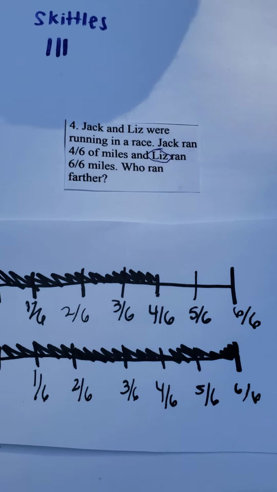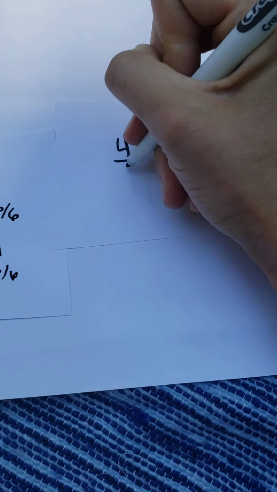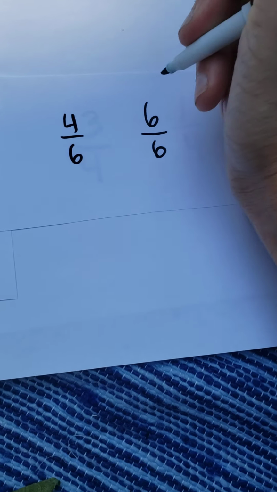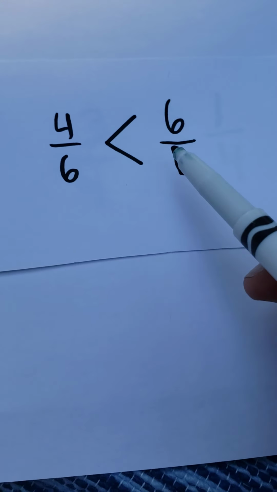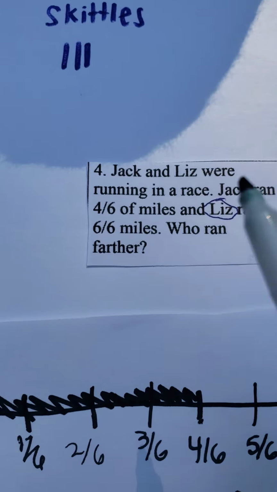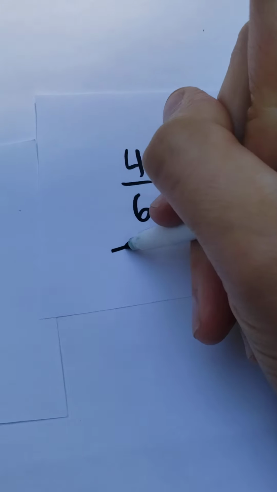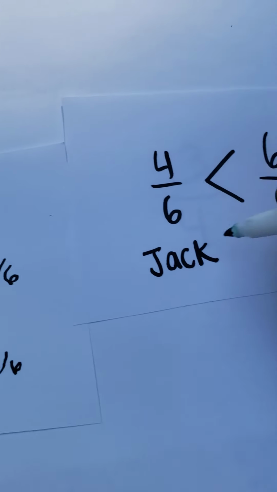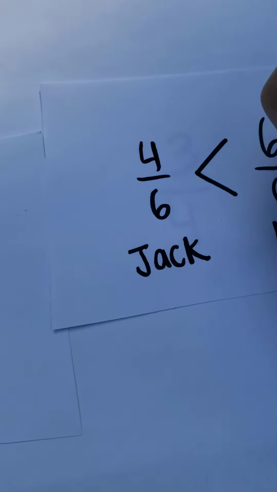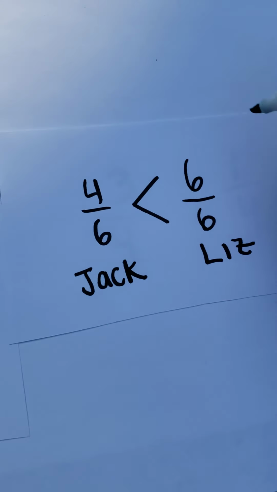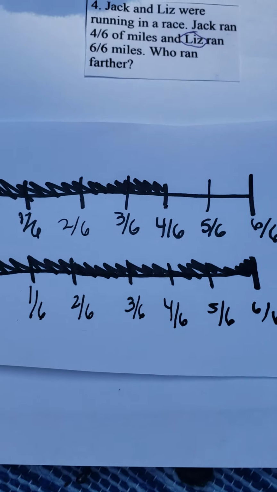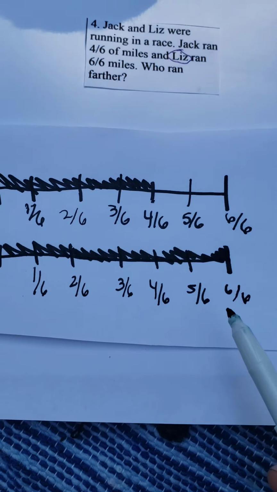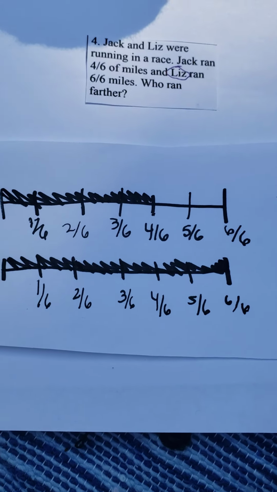Let's go ahead and see your work, Skittles. Skittles has written the fractions 4/6 and 6/6 and wrote this in between. 4/6 is less than 6/6. Jack ran 4/6, so this is Jack. And Liz ran 6/6, so this is Liz. Who ran farther? Liz is the winner, and I agree. 6 out of 6, Liz ran farther than Jack.